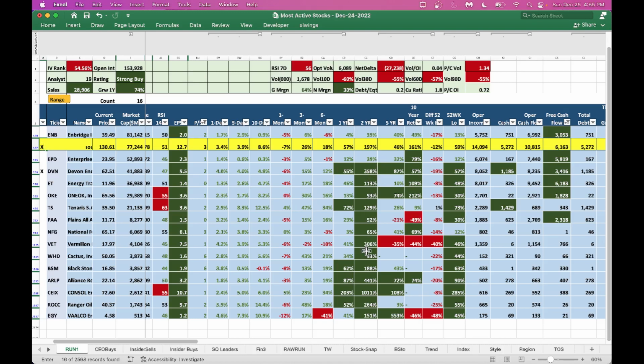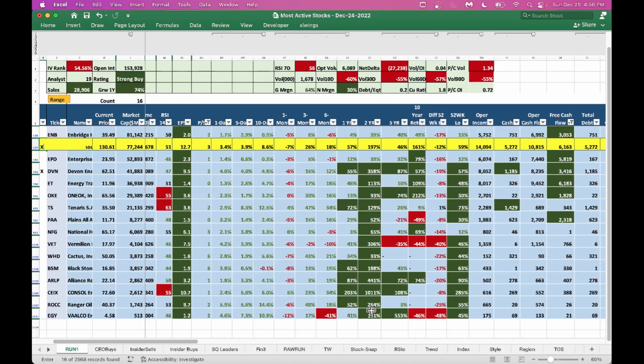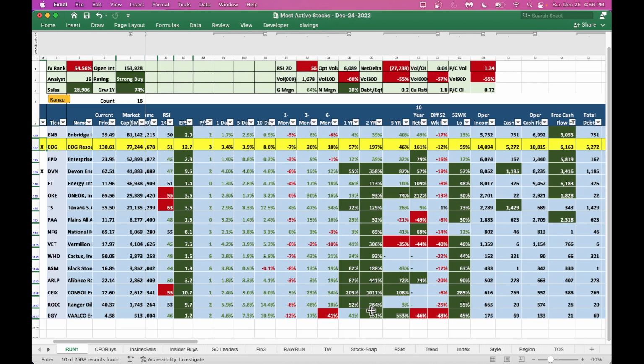Look at this one here. VET, small company. I would not go in here. And we got a few more here. We got ARLP, and we got ROCC, and so on. So a little bit smaller companies, but they've done well in 2 years.